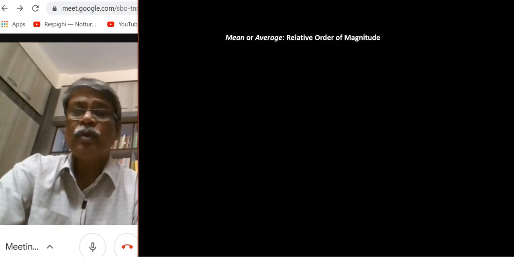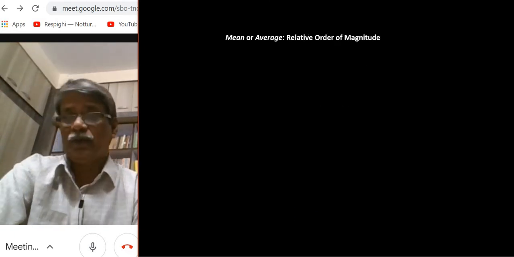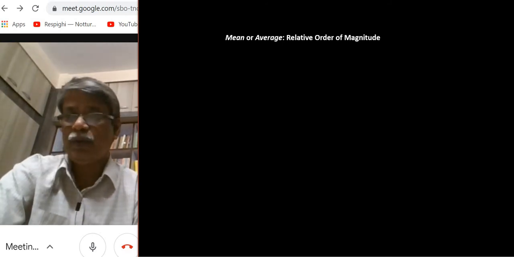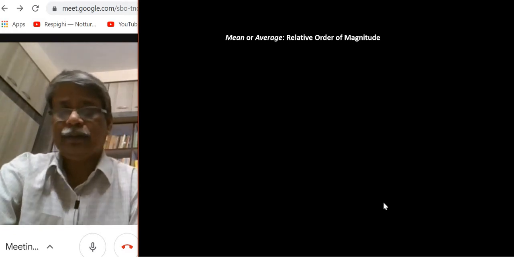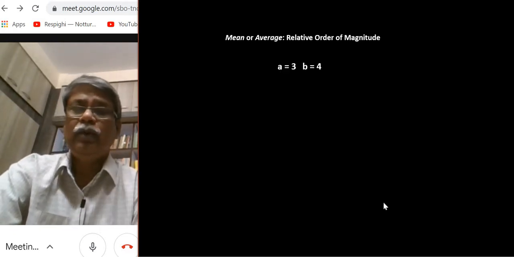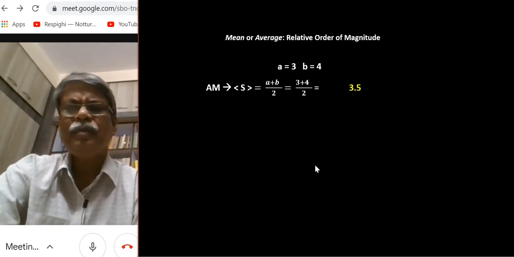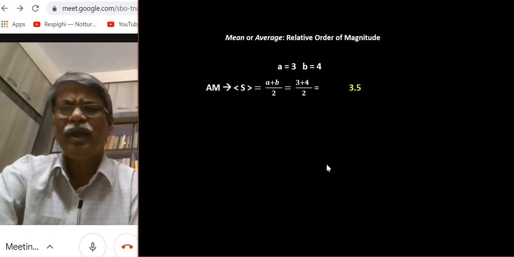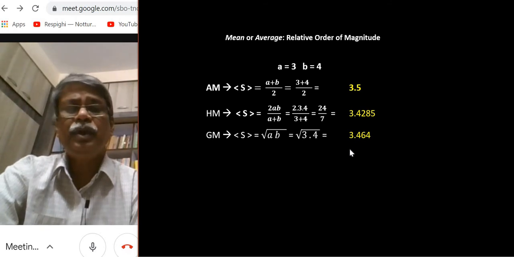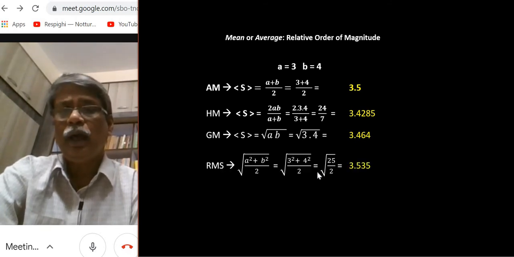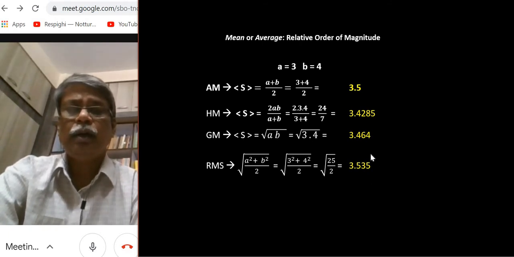Now the question, the relative order of magnitudes. Which one is the biggest one, which one is the smallest one, or are they same by value or magnitude? Let us check with two numbers first. A equals 3 and b equals 4. So by simple calculation by a calculator, you can check that the arithmetic mean would come as 3.5. The harmonic mean by this formula would give you 3.4285. Geometric mean is 3.464, and root mean square gives you 3.535. So obviously this is the maximum, biggest one, and this is the smallest one, right?